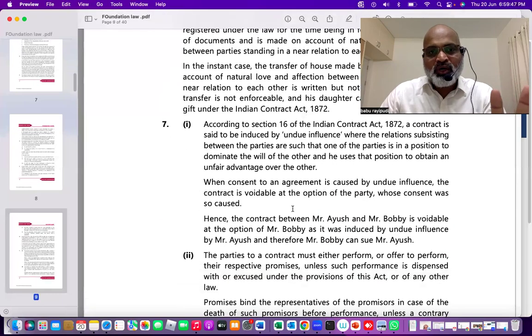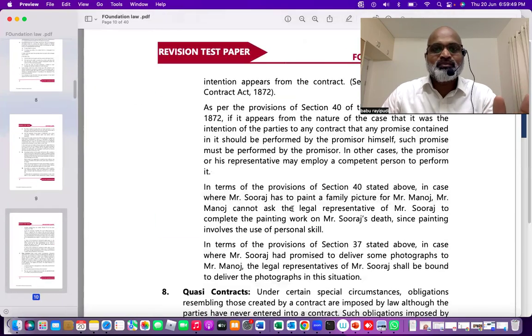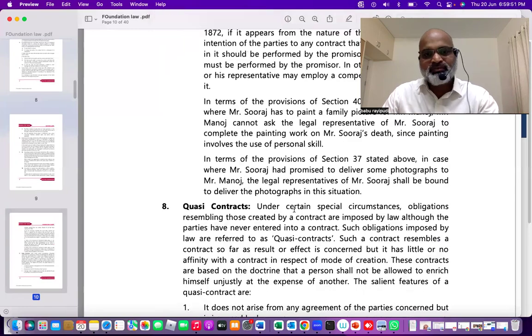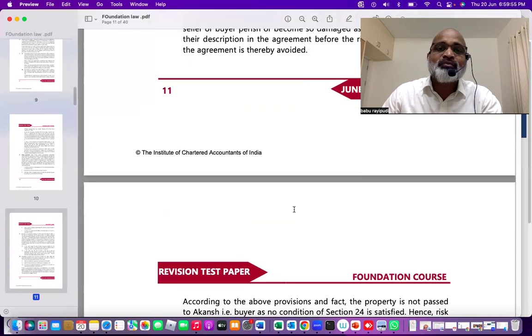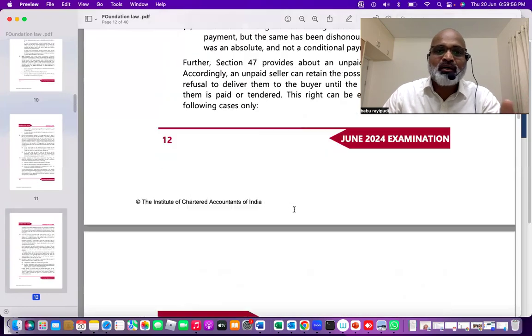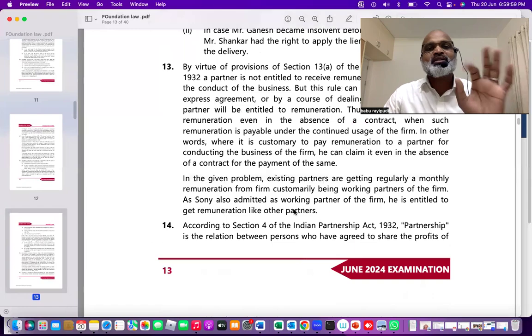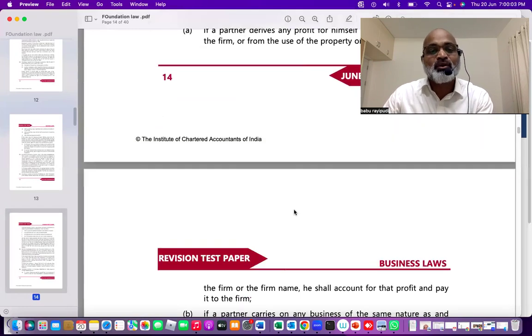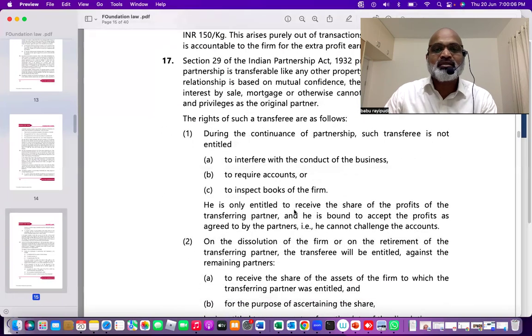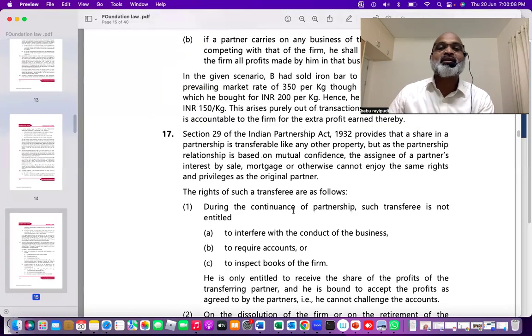The question keyword is what? How do you transfer? How an existing partner can transfer interest to an outsider, and what are the rights of that outside person. So it's a situation where an existing partner is trying to transfer his interest to an outsider. If he wants to transfer, how does he transfer?